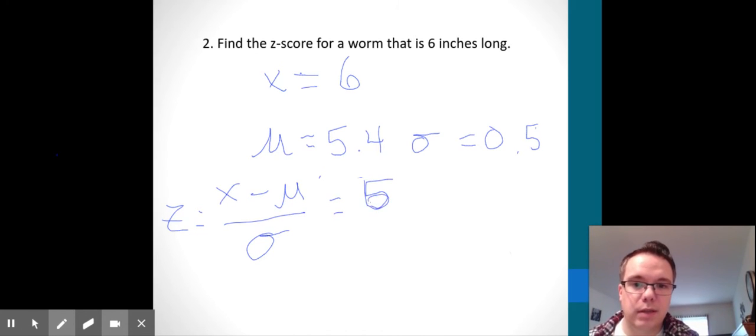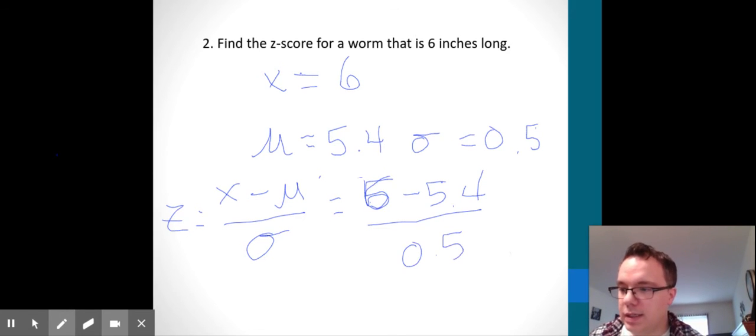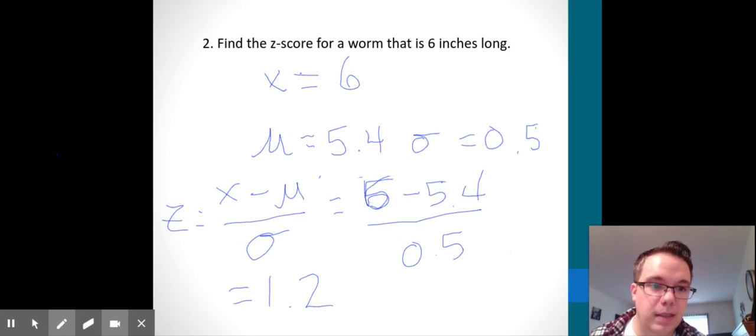our 6 minus our 5.4, then we divide that by 0.5. If you take 6 minus 5.4 and then divide it by 0.5, we get a z-score of 1.2. That means in our standard normal distribution, this data point is 1.2 standard deviations above the mean. And that is how we found z-scores. That is what we're talking about today.